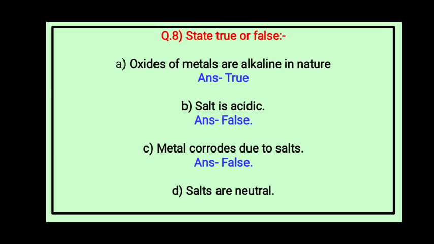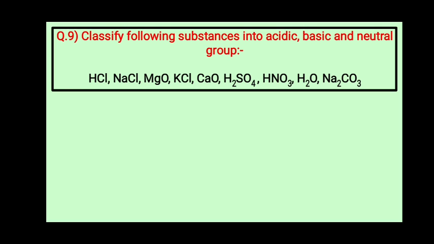Fourth one, salts are neutral. The answer is true. So I hope you all have taken it down correctly. First answer is true, second is false, third is false, and fourth one is true. Now question 9. Classify following substances into acidic, basic and neutral group. Now for this, you can make 3 columns, one for acidic, one for basic and last one for neutral. And the substances that are given here, you can just put accordingly in the group.